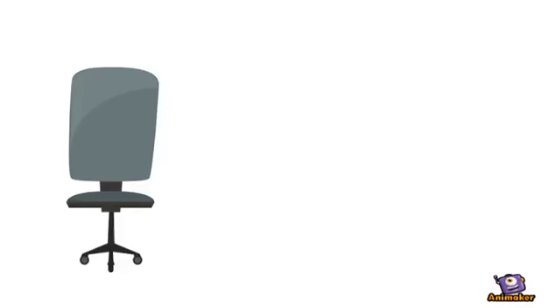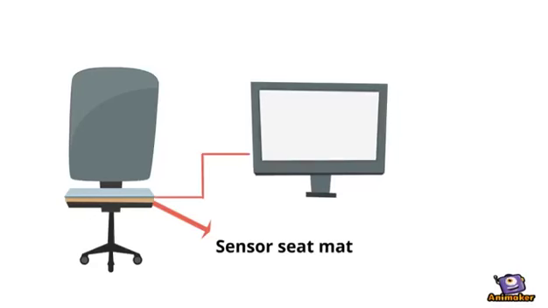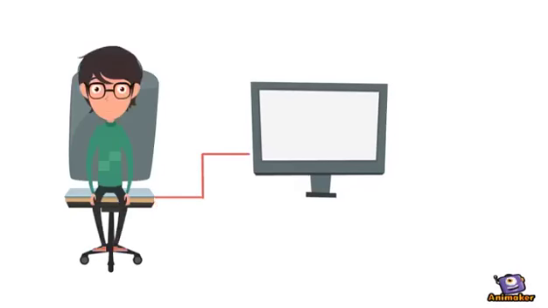First, the sensor seat mat, which is connected to a computer, is placed on any firm chair and the subject is then asked to sit on the chair. When the subject is sitting on the chair, the amount of weight distribution on the left and right side of the body is recorded by the sensor and the result is then shown on the computer screen.